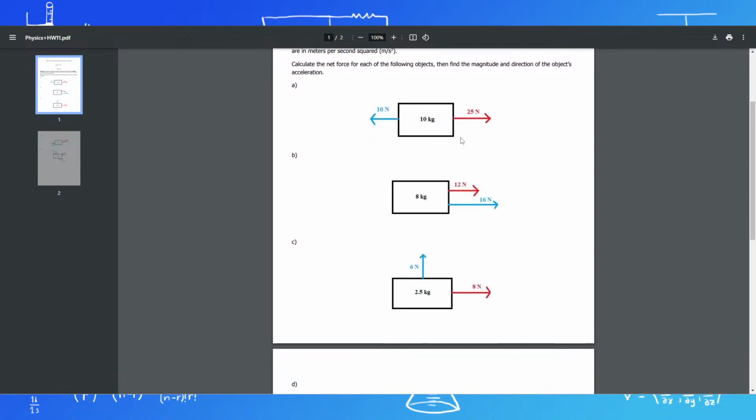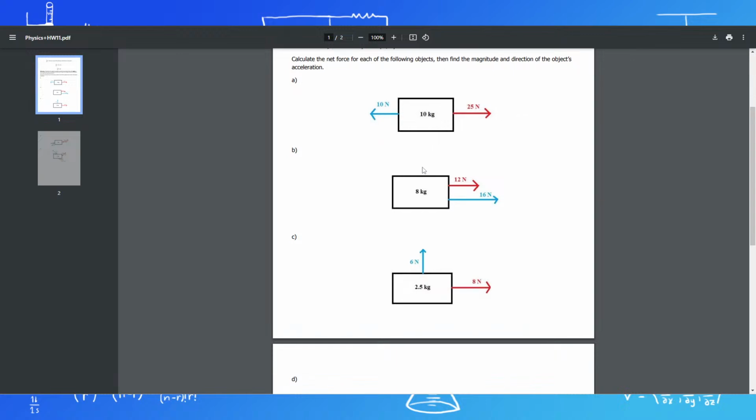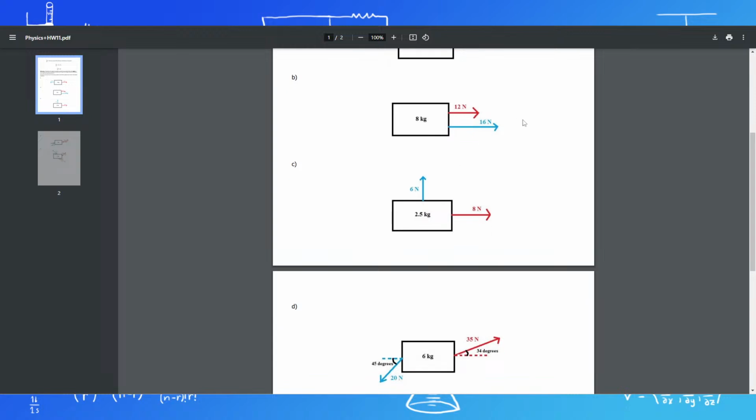Let's go ahead and figure out these vector sums. First one is pretty easy. You've got 25 to the right and 10 to the left. That should be a total of 15 to the right. You've got 12 to the right and 16 to the right. That should be a total of 28 to the right.